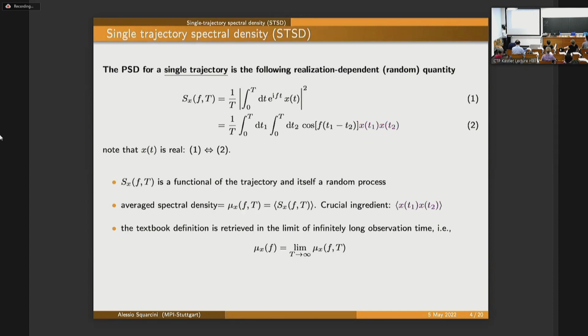So we define the single trajectory spectral density. Essentially, we are not taking the average in the previous definition, and we are keeping the observation time finite. So this is the single trajectory spectral density, this object here. As you see, S is obviously a random process itself. And if you take the average of this, you have a finite time power spectral density. In order to compute that and moments of that, you need the autocorrelation function of the trajectory itself. And the textbook definition is retrieved when you take the infinite time limit consistently.